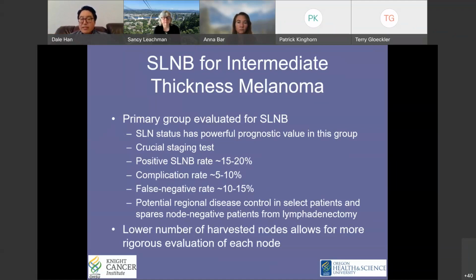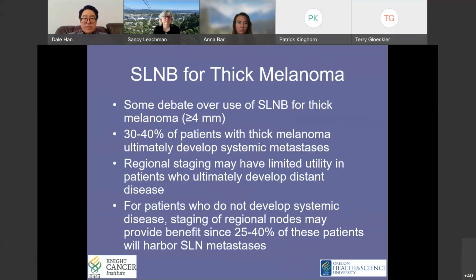The other thing to remember is that by determining the nodal status for a patient, this allows for potential regional disease control in select patients. And also, if you have a negative sentinel node biopsy, that spares those patients any further therapies that they wouldn't have benefited from. The other thing to remember is that with the lower number of nodes that you harvest through a sentinel node biopsy, because we're usually only taking about 1 to 4 nodes, this allows us to more rigorously examine each of those nodes to determine if there's a metastatic focus.